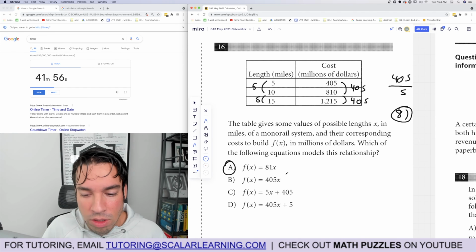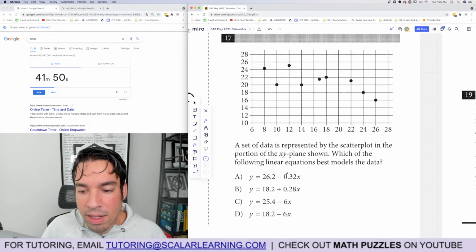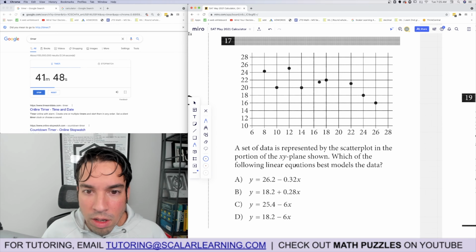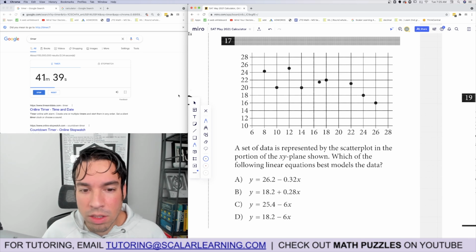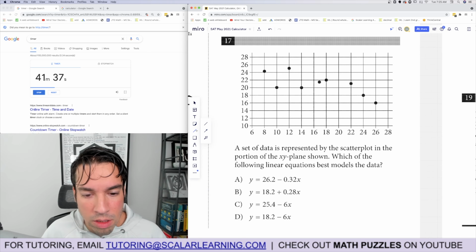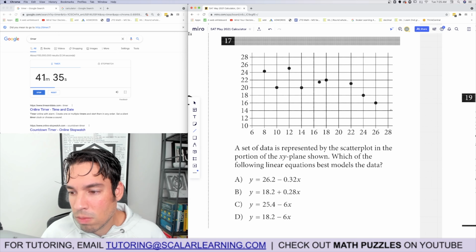Number 17. A set of data is represented by the scatter plot in the portion of the xy plane. Which of the following linear equations best models the data? Doesn't look very linear to me, but I guess it is what it is. So I'll just have to draw a line of best fit like this.